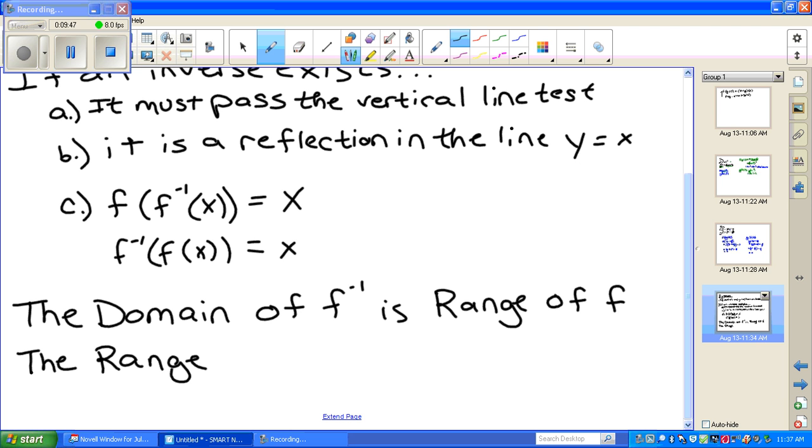So the range of f inverse is the domain of f. And you can think of it both ways. You don't have to start looking at your inverse. You could start looking at your f and then figure out your inverse based on that. So you're going to be flipping your x value and your y value. So we're going to do some practice actually finding inverses.